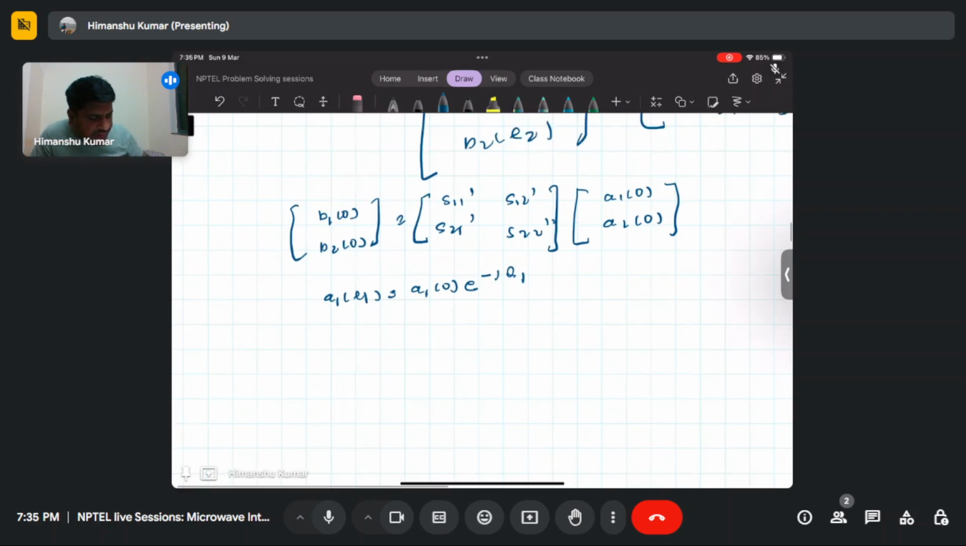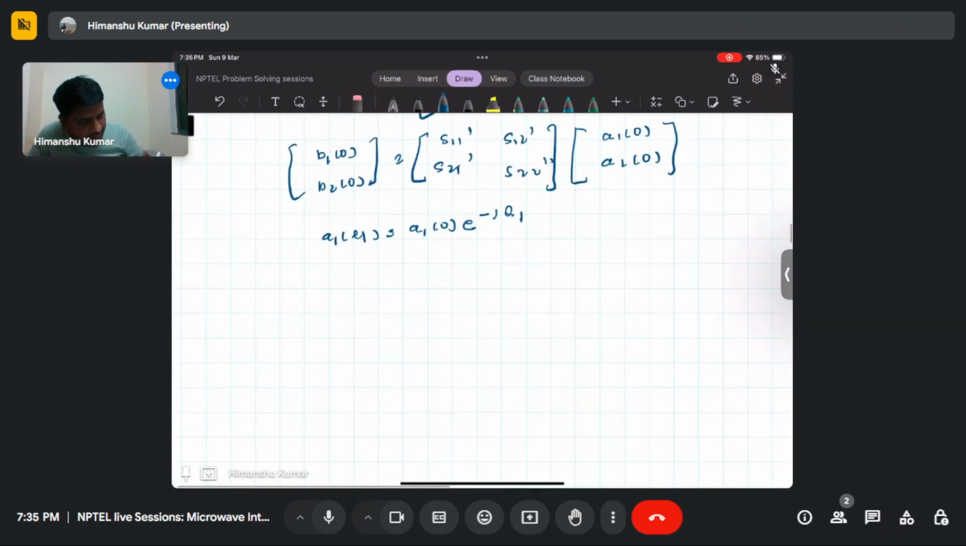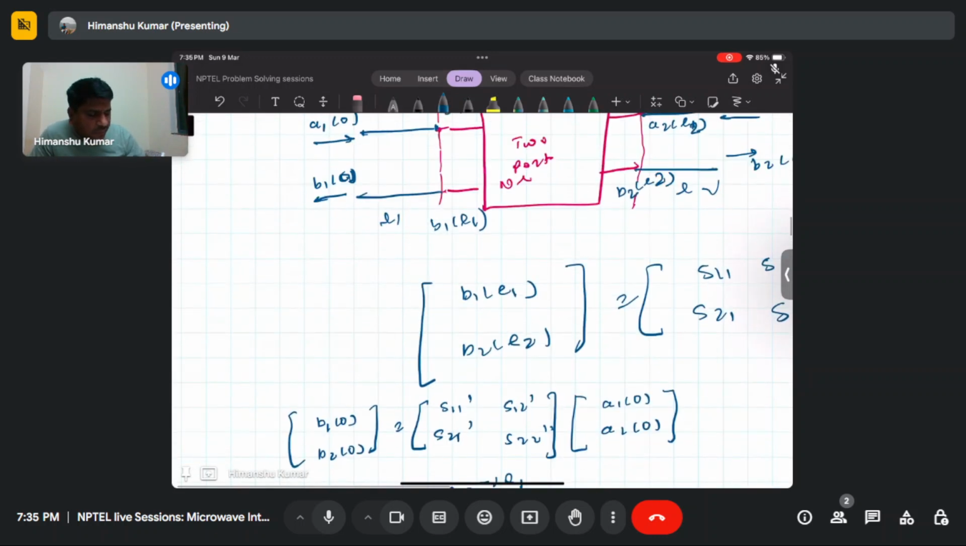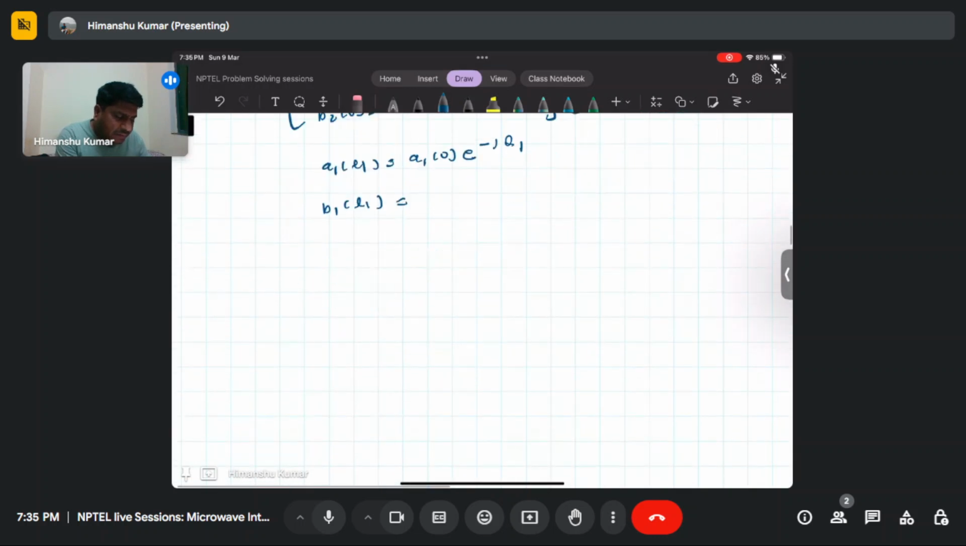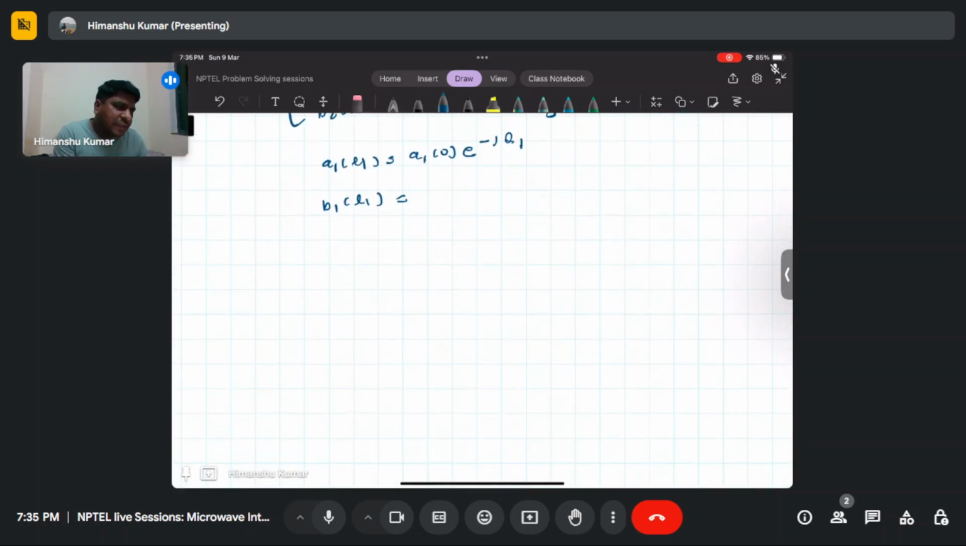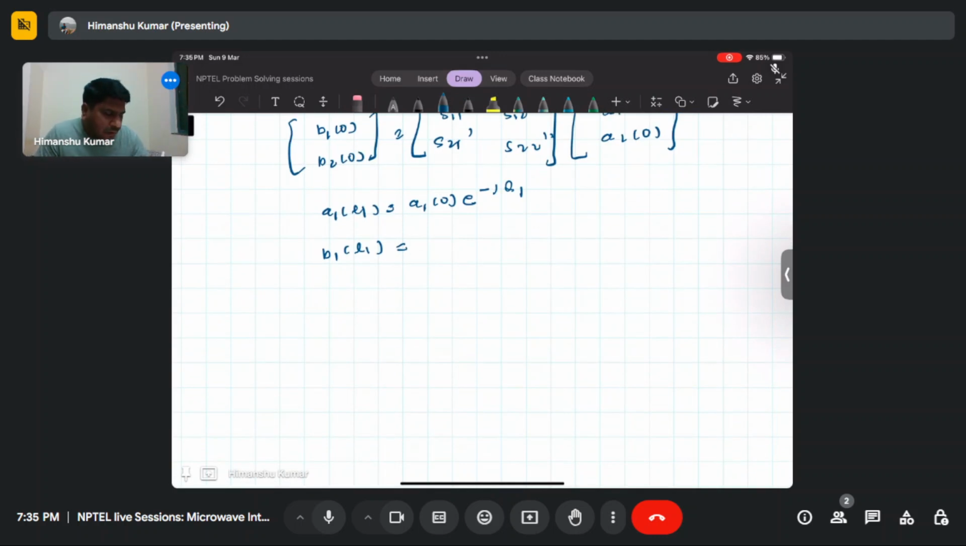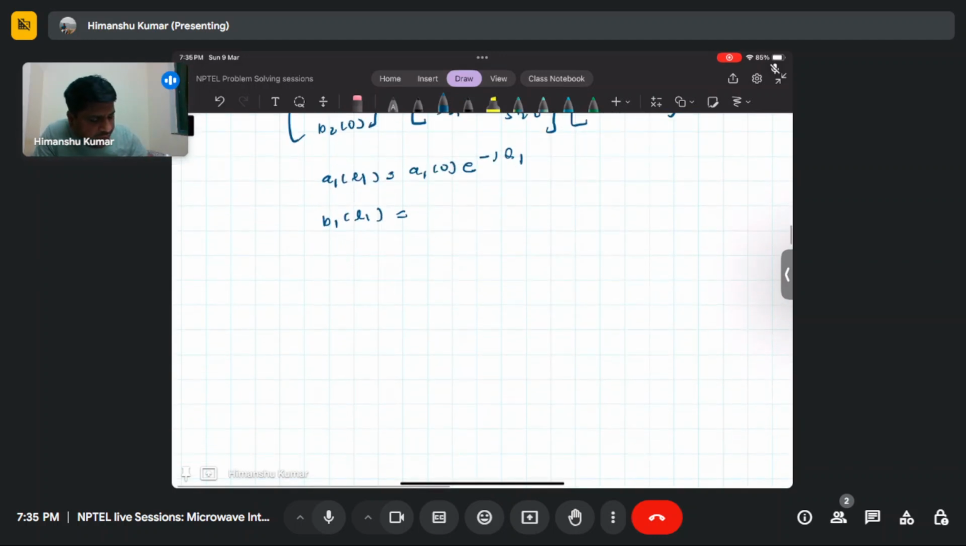And similarly, this side we are moving for B1. So we can write B1 L1 equals... so we are moving in the opposite direction, so the reflected wave moves in this direction. Here we know the parameter, so we can calculate in terms of B1 naught. Basically, we can write B1 naught exponential of minus plus j theta 1.